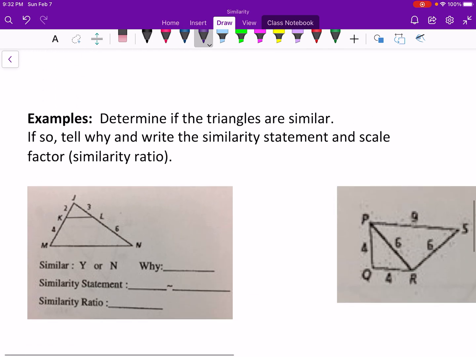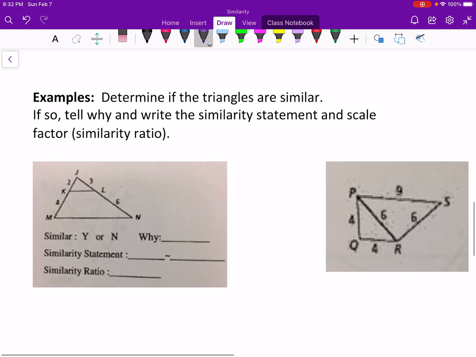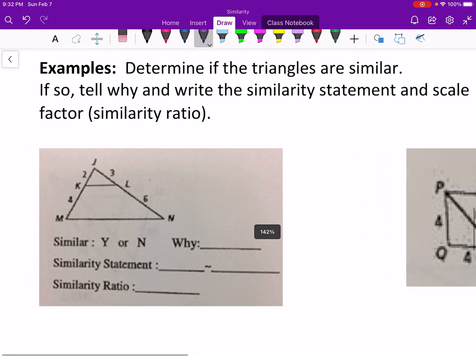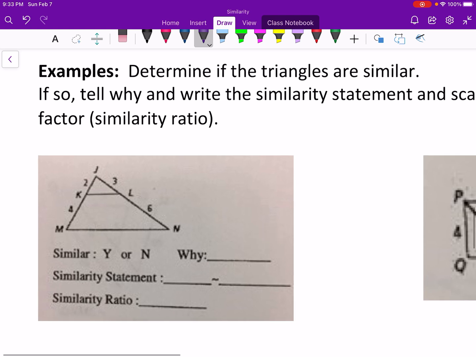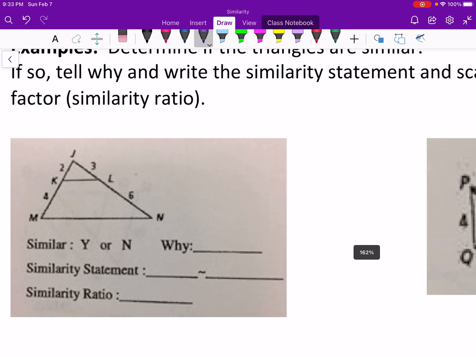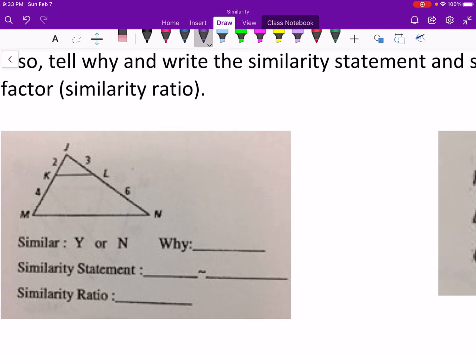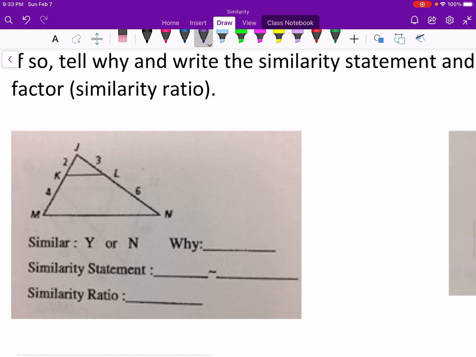All right, so I've got 4 examples here. See if I can blow it up a little bit. It says determine if the triangles are similar. If so, tell why, and that would be our theorem or postulate. And then we'll write the similarity statement and the scale factor, or in other words, the similarity ratio. Okay, 2 words for it. Some of these, you might be more comfortable taking them apart because several are going to be embedded triangles, one inside another.